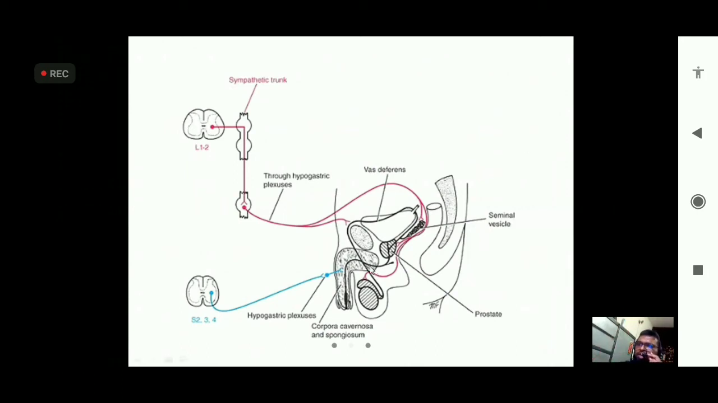So this bulbospongiosus muscle has a very important role in ejaculation, and emission is done straightaway by the sympathetic fibers. The bulbospongiosus is also supplied by the sympathetic fibers. So we can say that erection is a parasympathetic function, and ejaculation is a sympathetic one, and this has got an evolutionary mechanism.